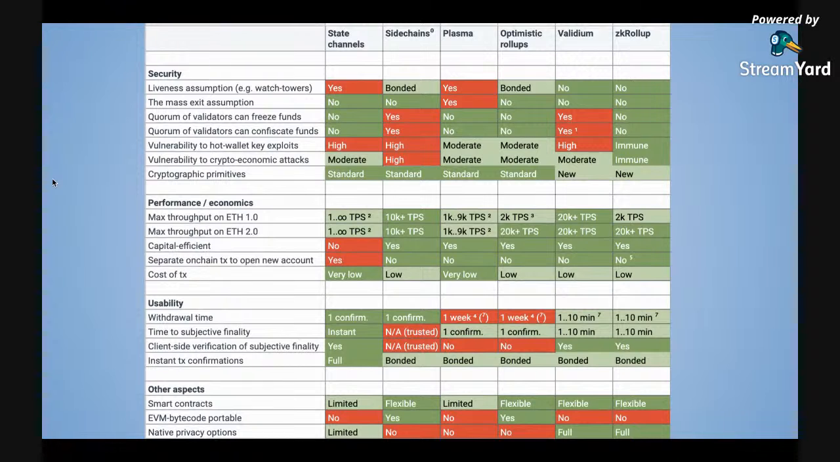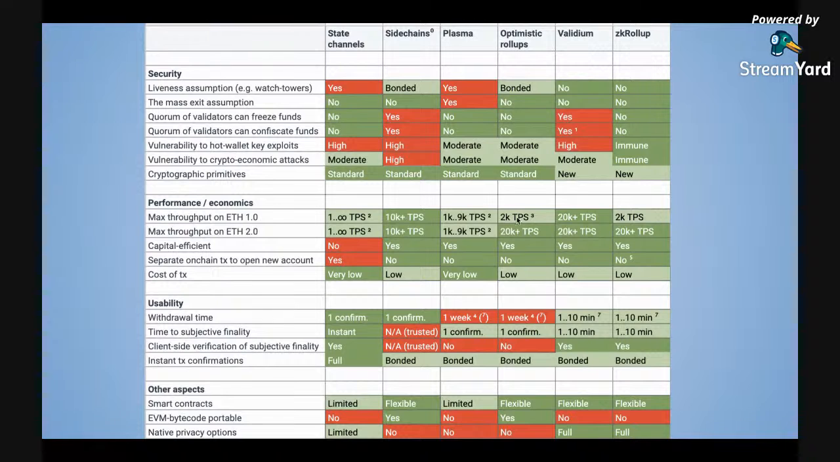Performance and economics. So, max throughput, and they've done it quite interestingly here, where they've defined the max transactions per second in terms of ETH1 and ETH2. For example, with state channels you can have infinitely high transactions per second. It really depends on the off-chain computational power that you're controlling. Side chains they've classified as 10,000 plus transactions per second, but you can note that between ETH1 and ETH2 it's the same. There's no difference in the number of transactions per second.